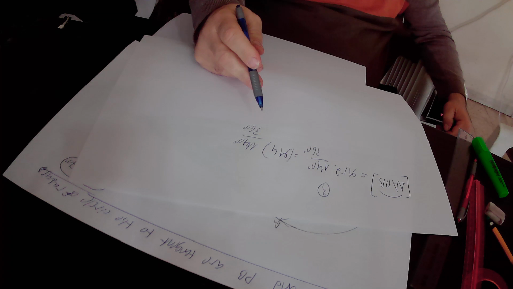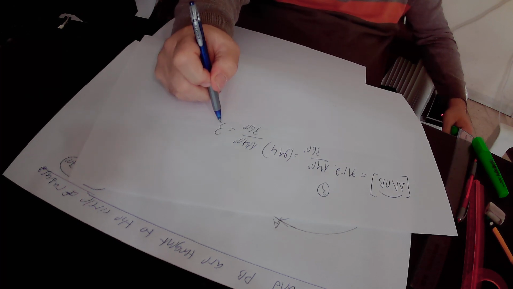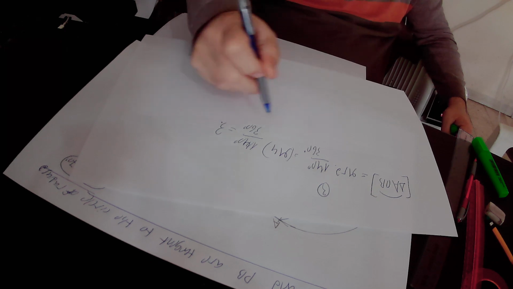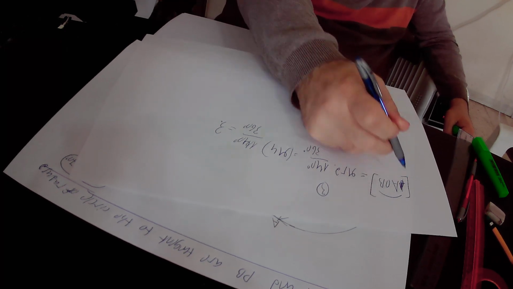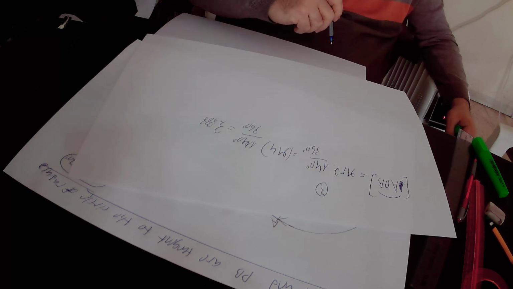So 4 pi times 140 degrees over 360 degrees is equal to 3.888 square units.